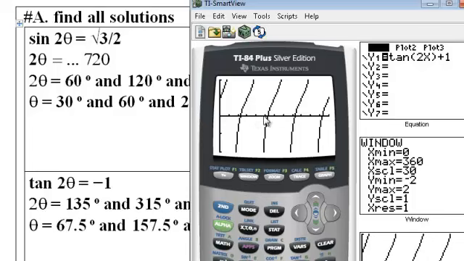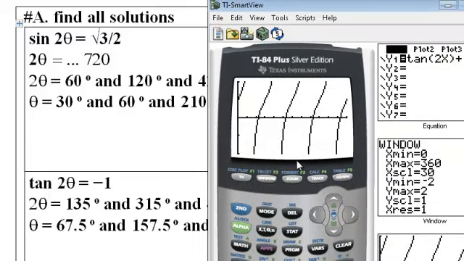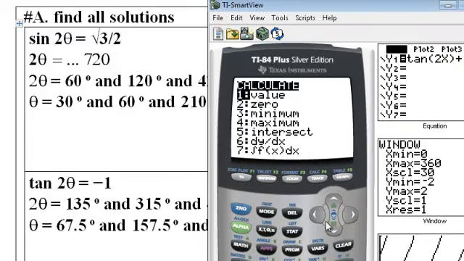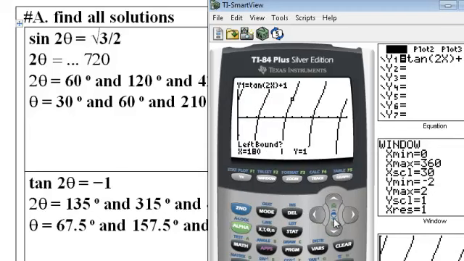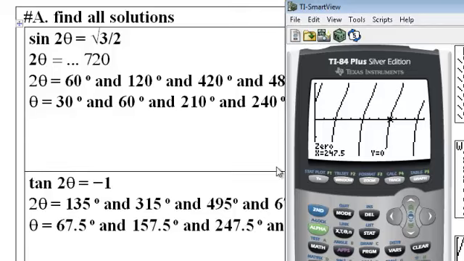And then we have 90, 120, 150. So this one here looks like 157.5. And then 2 more solutions, which again we can see here. We can also use the calculate function. So let's see where I end up here. There we go. Left bound, sure. Right bound, yes. Guess. I'm too lazy to guess. So there we go, 247.5 degrees, which indeed is one of the solutions.